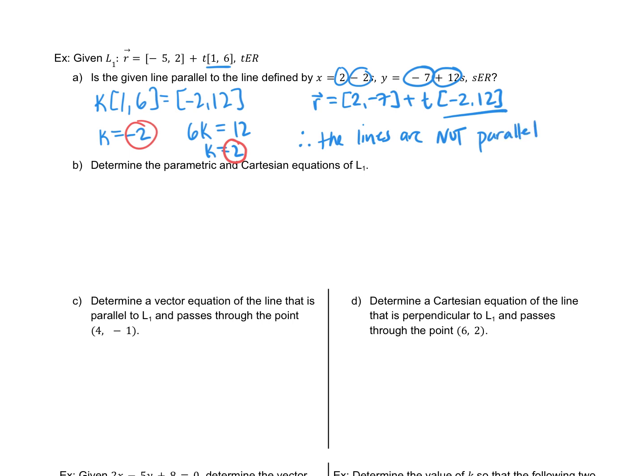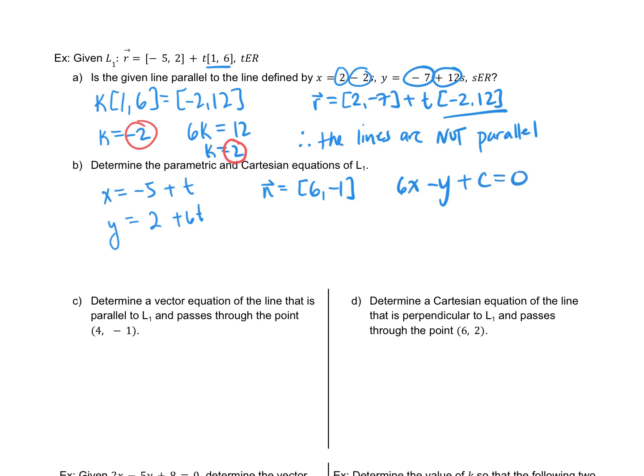Determine the parametric and Cartesian equations of L1. All right, the parametric, negative 5 plus 1t, 2 plus 6t. So just distributing that t in and combining the x's, combining the y's. For the Cartesian, if the direction vector is 1, 6, the normal is going to be 6, and then -1, or -6, 1, whatever you prefer.